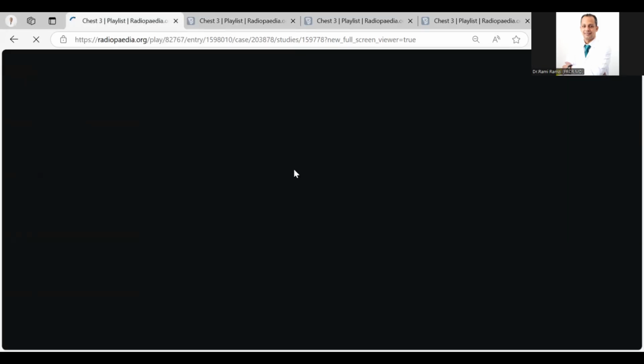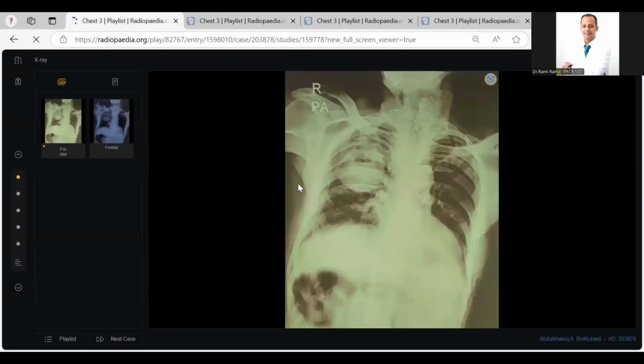Excellent. Last case. I have been presented with a frontal radiograph of a 50-year-old patient who presented with a complaint of dyspnea.